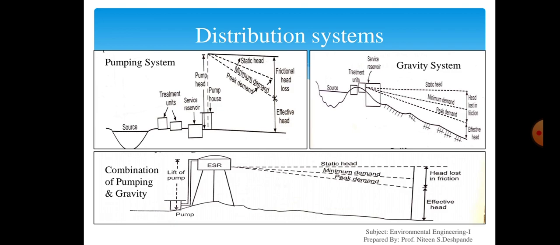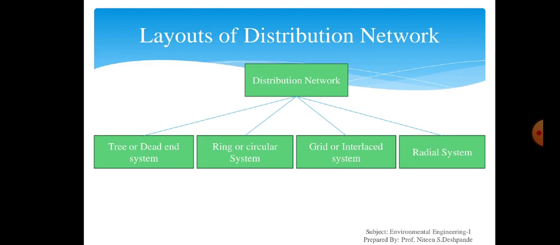So this was about the distribution systems, the types of water distribution system. Now the next topic is the layouts of the distribution pipe network. Okay, so now we have seen the types of the distribution system. The distribution of water may be of the pumping system type, or of the gravity system type, or a combination of the pumping and gravity system.